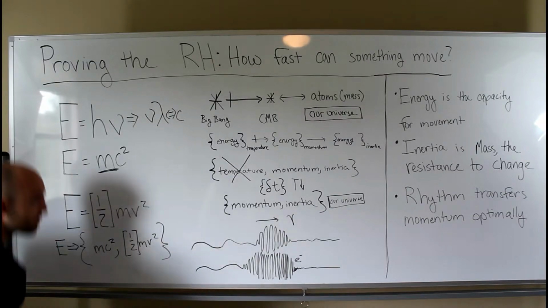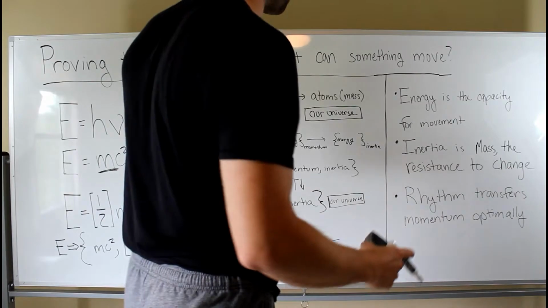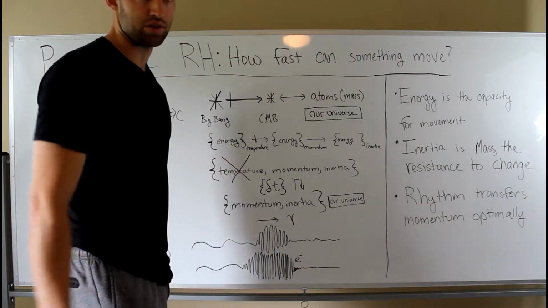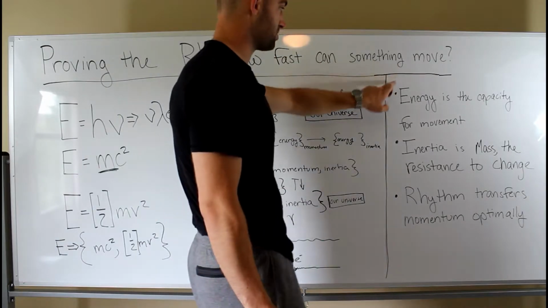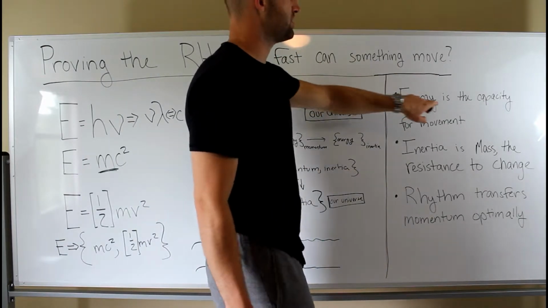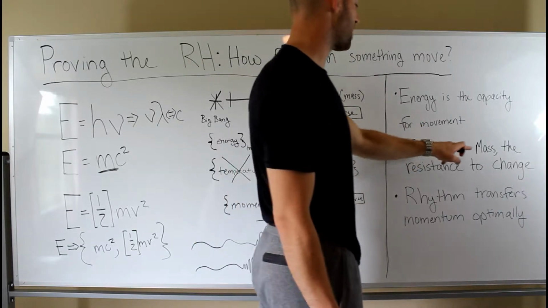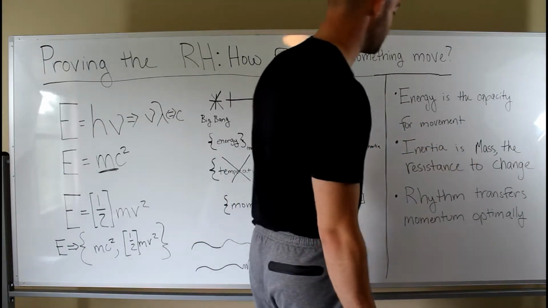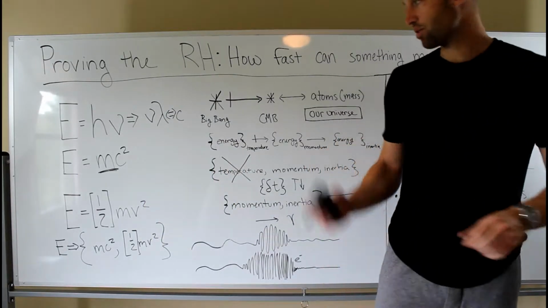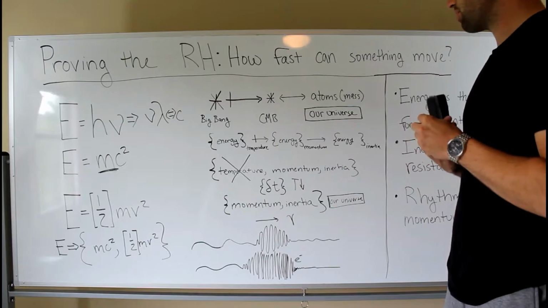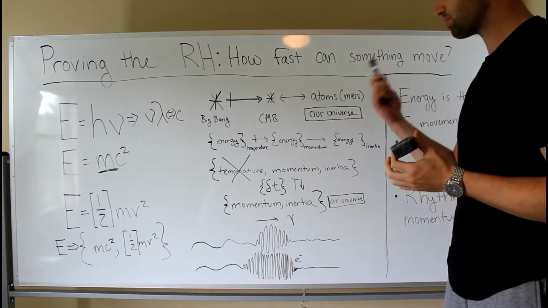Wee-hoo. And now we're going to pull that all into the same conceptual framework, and we're going to address the heart of general relativity, which is Einstein's field equation. And to do that, we just need a couple simple statements I want you to keep in mind. Energy is the capacity for movement. Inertia is mass, which is the resistance to change, and rhythm transfers momentum optimally. We're going to address the field equation, and then we will finally solve both the measurement problem of quantum mechanics and the Riemann hypothesis.